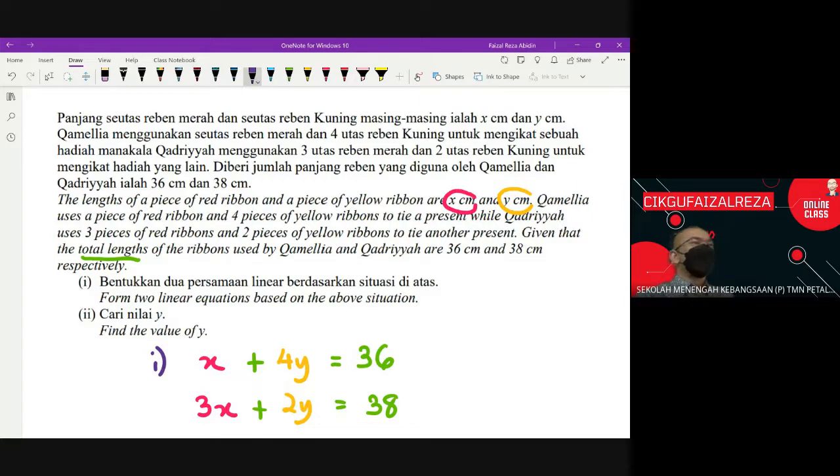Okay, so after we have 2 linear equations over here, if you look at the second question, find the value of y. How do we want to find the value of y? Anyone? Somebody? Nobody?